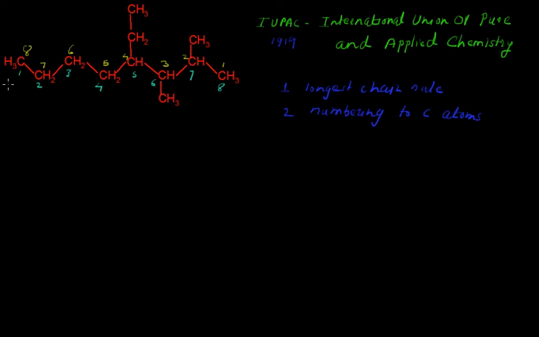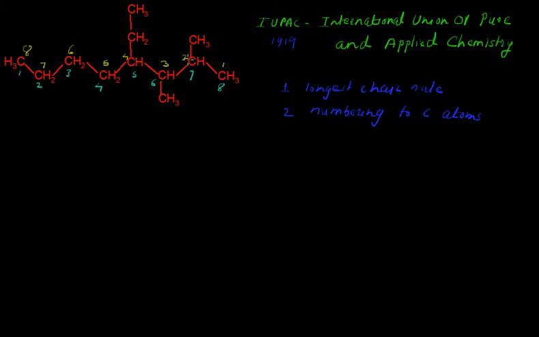Now we have the longest chain, as well as we have given the numbering to the longest chain. Now in this case we have to follow the rule, that is numbering to the carbon atoms. This rule states that number the carbon atoms in the parent chain from that end which is nearest to the point of branching. It means substituted carbon atom must have the lowest possible number.